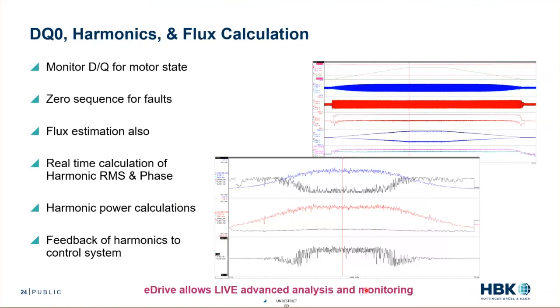If you're working closely with your CAE, your FEA team, you can have a really good conversation about how do we monitor for turn-to-turn faults? How do we monitor for demagnetization?